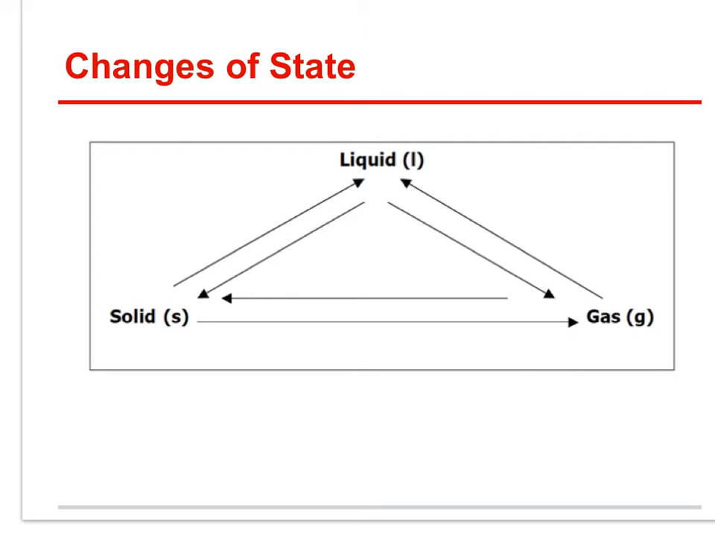In this video, we are going to review changes of state as well as physical and chemical changes. Starting with changes of state, we are just going to go through each of the different types. First, starting with solid to liquid, that's known as melting. Going from liquid to solid would be freezing.